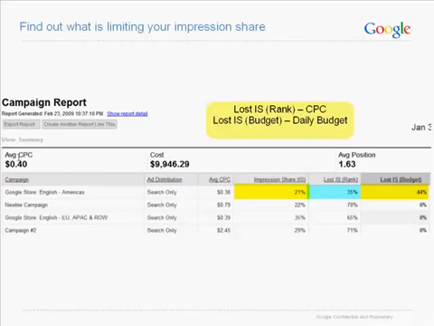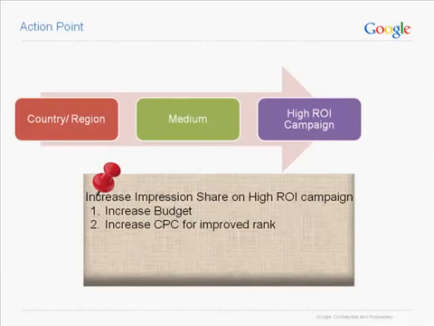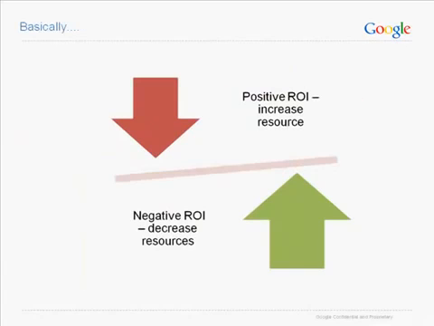So with these two actionable insights now, we know if we raise the bids and/or improve the quality score, we'll recover impression share lost by rank. And with budget increase or reallocation, we'll gain more share of voice. So more impressions mean more exposure, which leads to more clicks. And with more share of clicks, we'll reap more conversions. So in summary, you want to increase impression share on high ROI campaigns by either increasing budget or increasing CPC for improved rank.